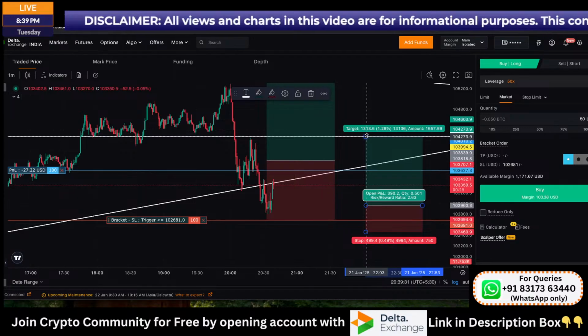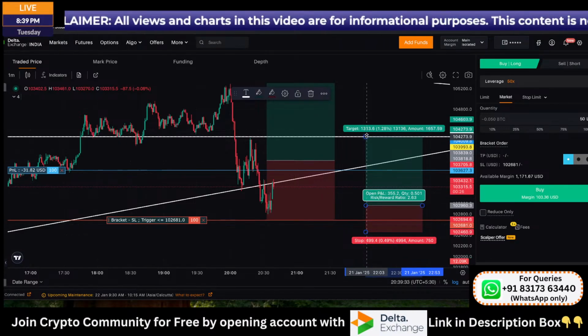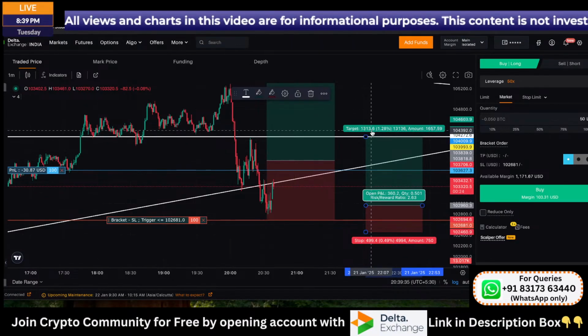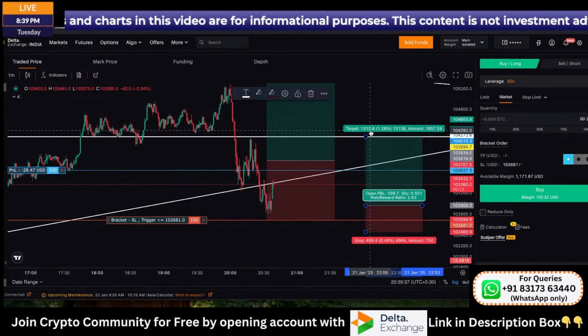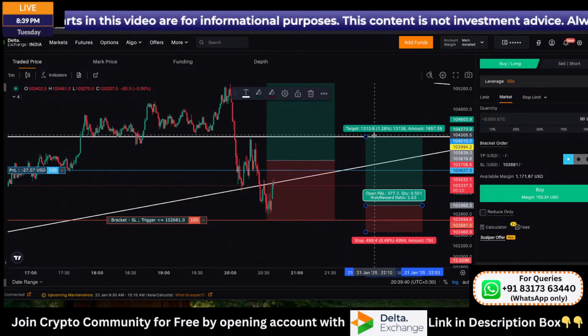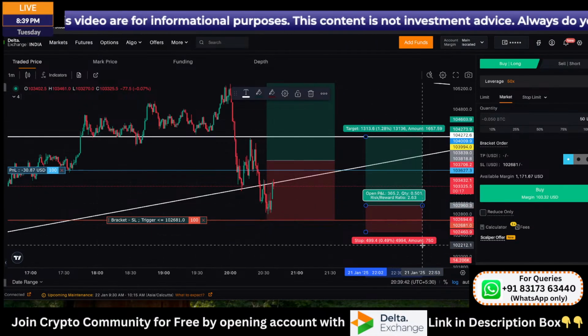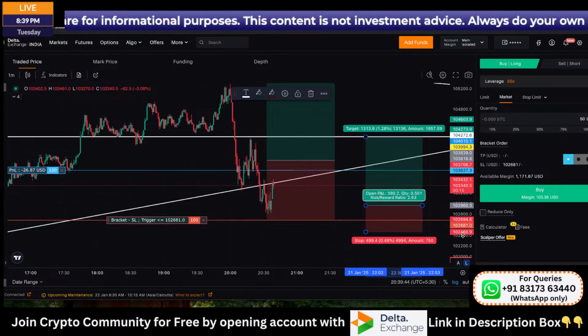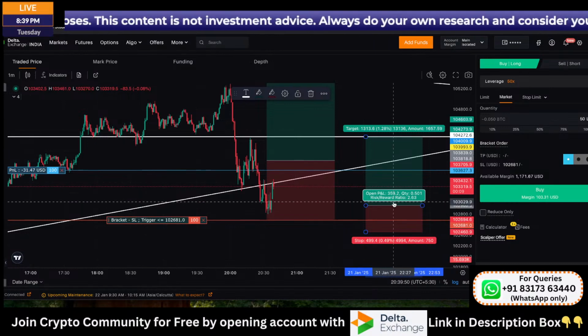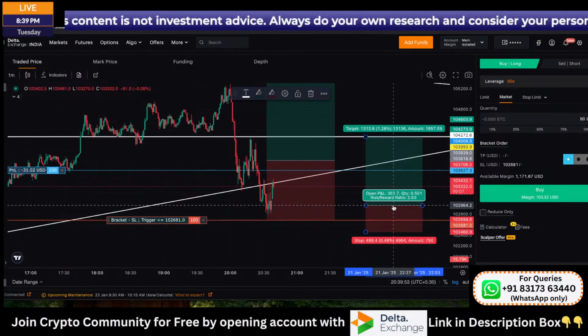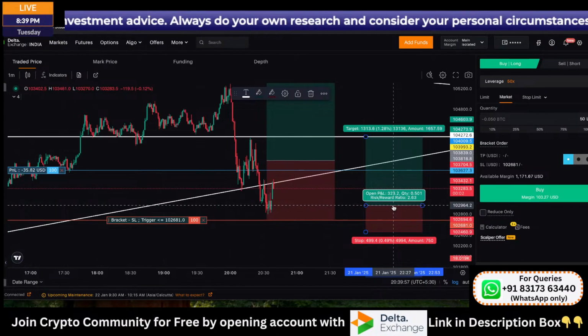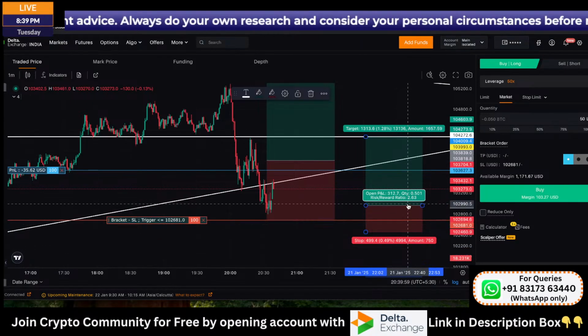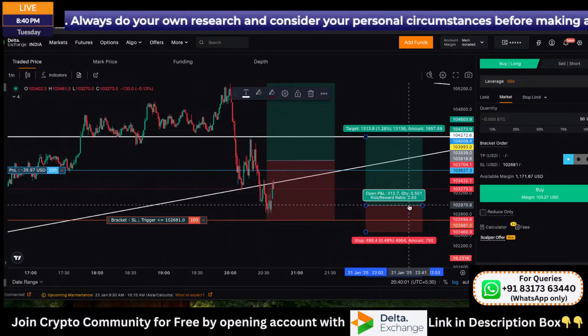Kindly mention. Is the price levels visible for you? 1,03,015 is the target. Stop loss is 1,02,460, and entry was here 1,02,960.